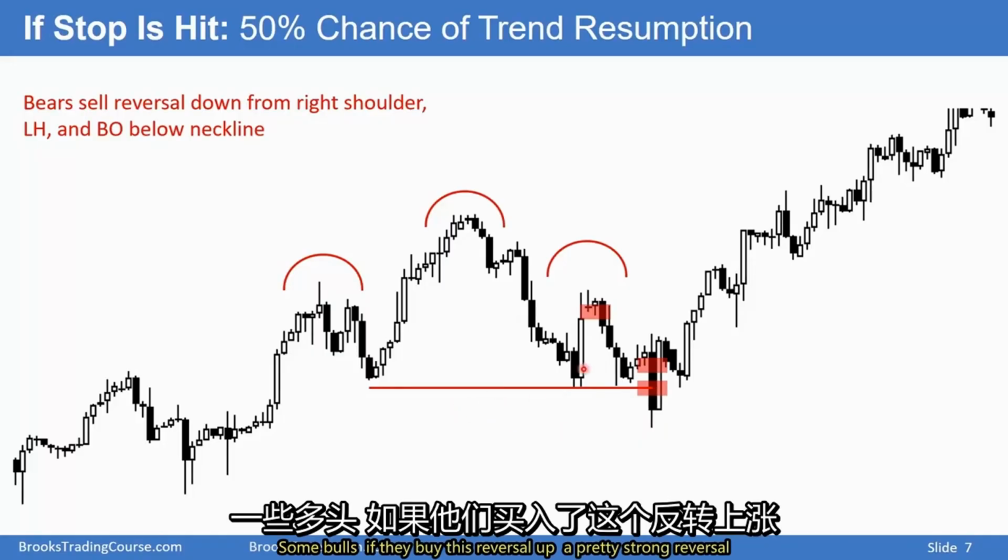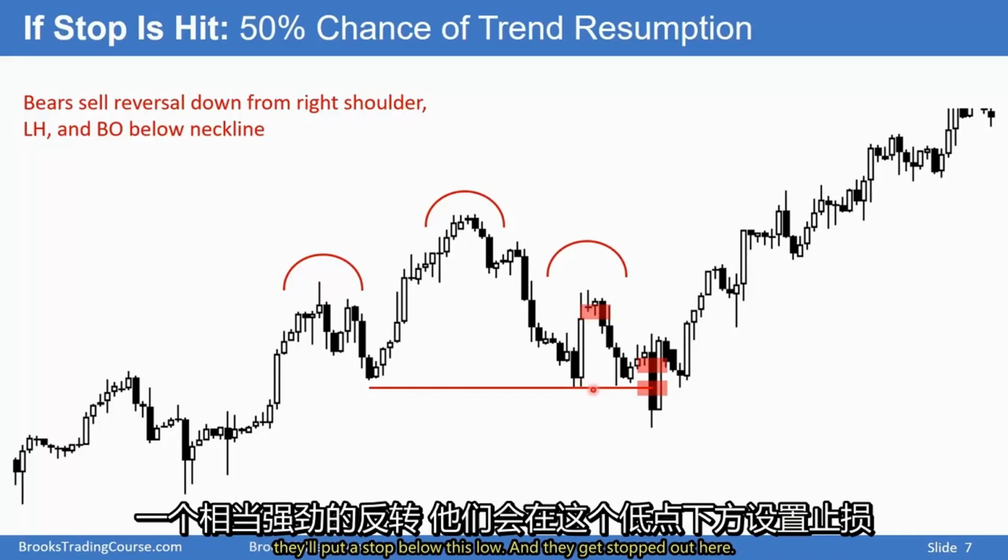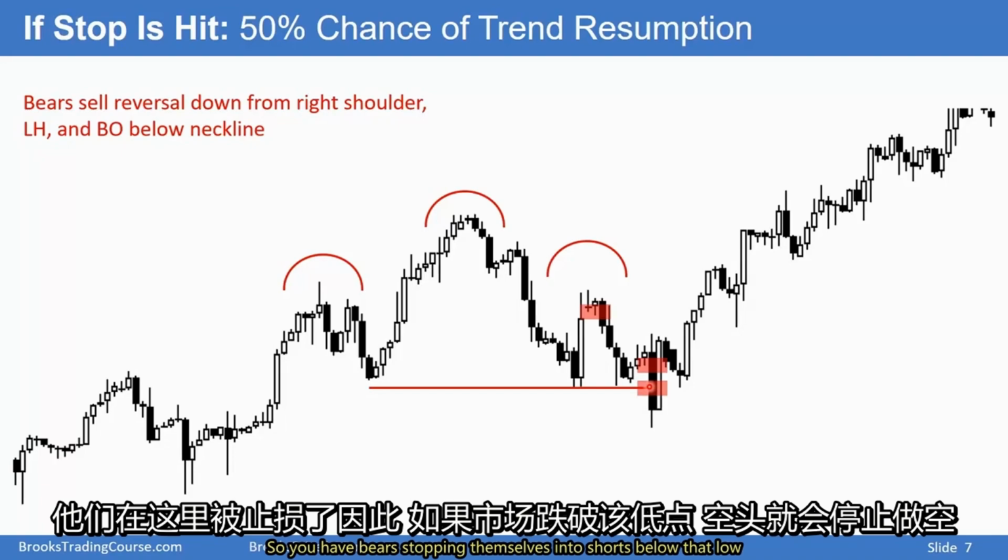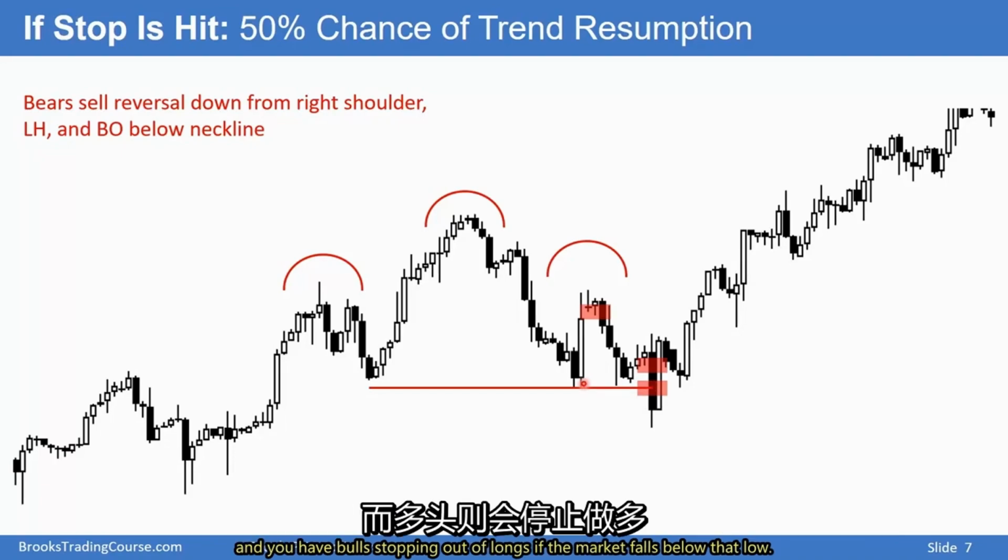Some bulls, if they buy this reversal up, a pretty strong reversal, they'll put a stop below this low, and they get stopped out here. So you have bears stopping themselves into shorts below that low, and you have bulls stopping out of longs if the market falls below that low.